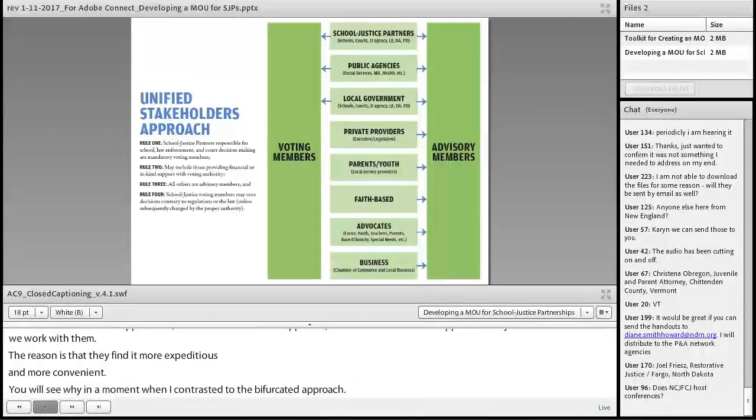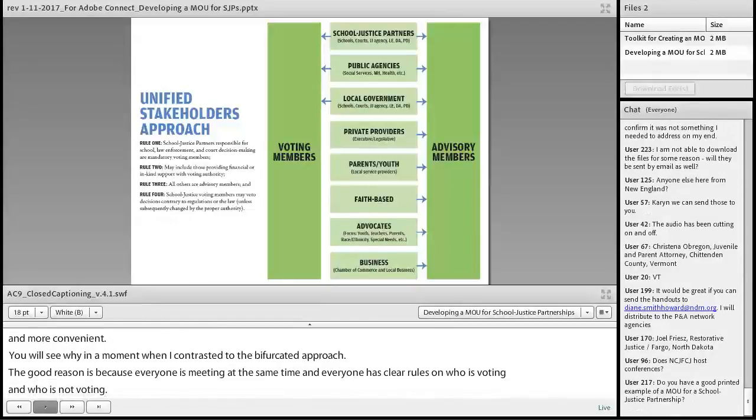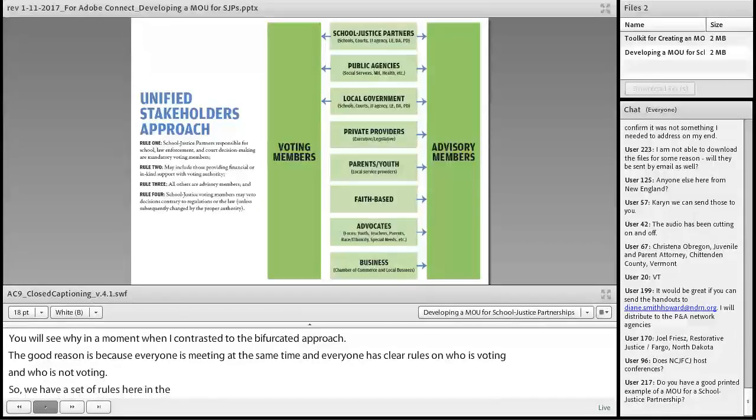And so we have a set of rules here in this unified stakeholders approach. Number one, the school justice partners responsible for school law enforcement and court decision making are mandatory voting members. So you can see by the arrows up there that once you list all the stakeholders, it helps guide you to where to put them on the voting side or the advisory side, okay?